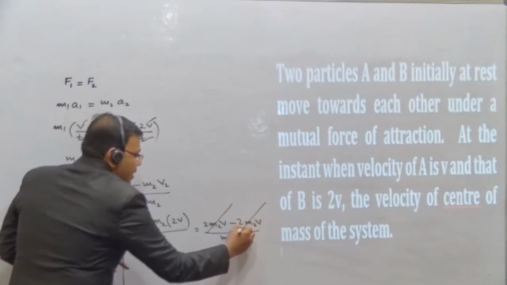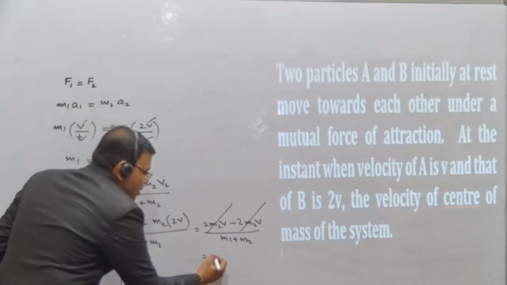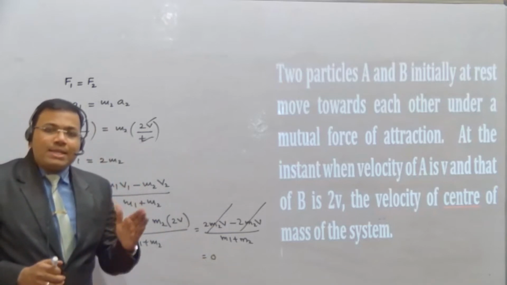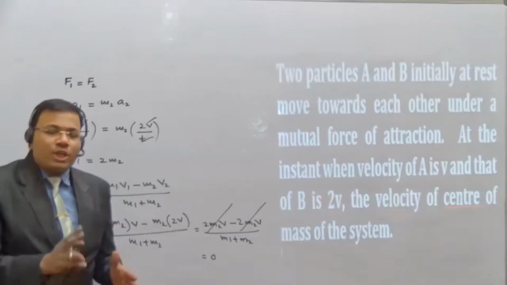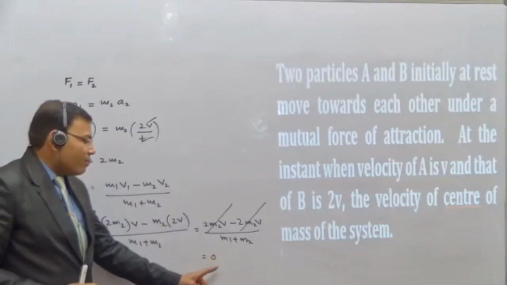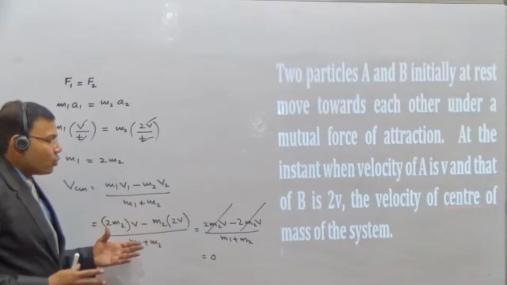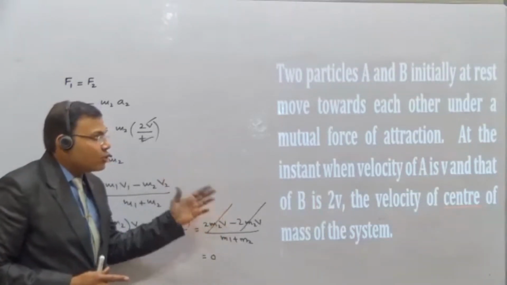So this and this get cancelled. Exact terms I am getting 0. 0 by something is 0. So the velocity of the center of mass at the instant when the velocity is v for A and 2v for B, the center of mass is 0. This is the concept I have shown you, or I can say this is the proof I have given you for this complete question.